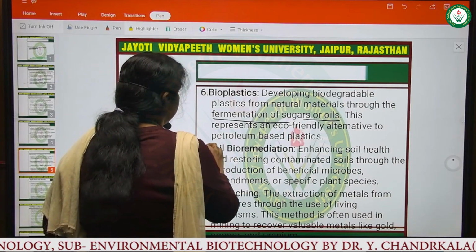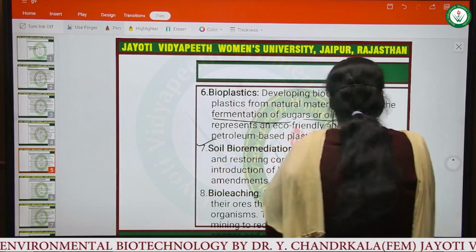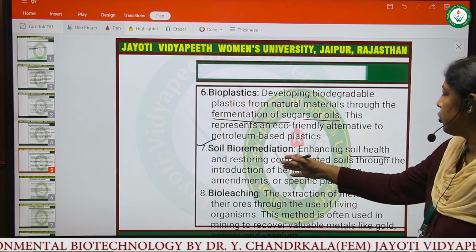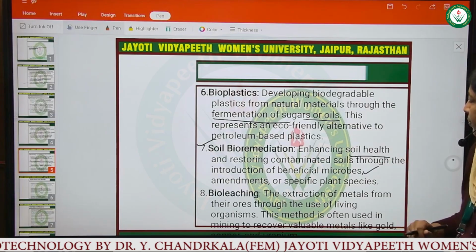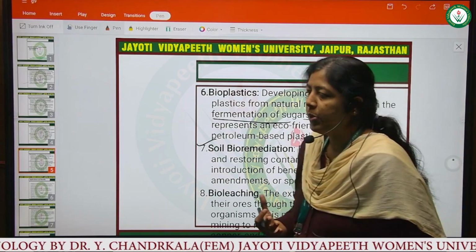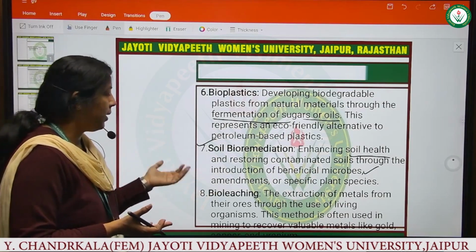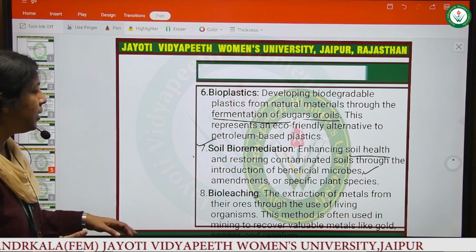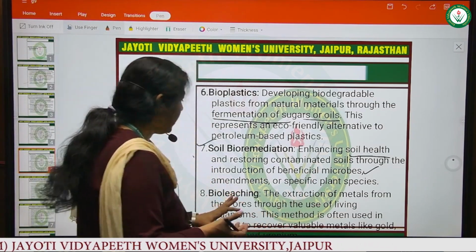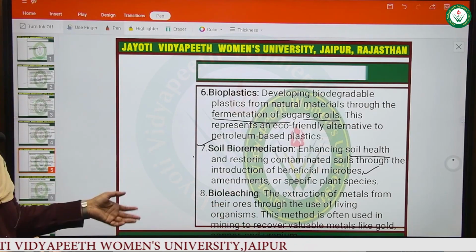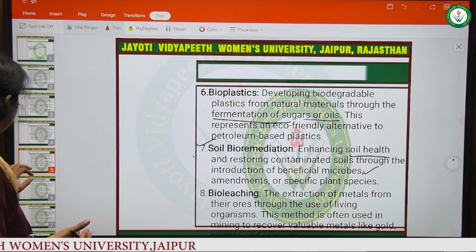Then comes soil bioremediation, enhancing soil health for organic farming, by restoring contaminated soil using microorganisms, specific plant species or algae. Then bioleaching, the extraction of metal from an ore through the use of living organisms, used for mining purposes, where valuable metals can be recovered.